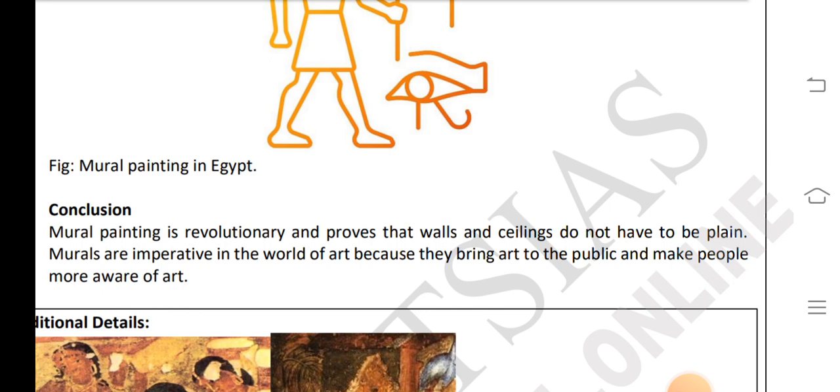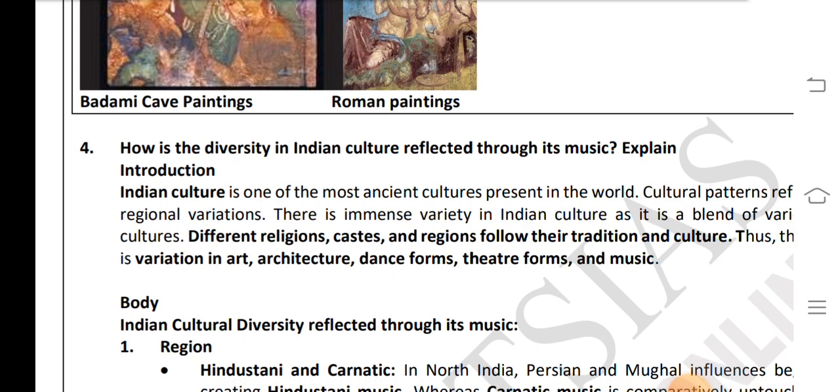Roman wall painting dating back to the 3rd century BC can be found in homes and small residential buildings from Britain to Egypt and from Pannonia, Hungary to Morocco. Mural painting in Egypt. Conclusion. Mural painting is revolutionary and proved that walls and ceilings do not have to be plain, and murals are imperative in the world of art because they bring art to the public and make people more aware of art.